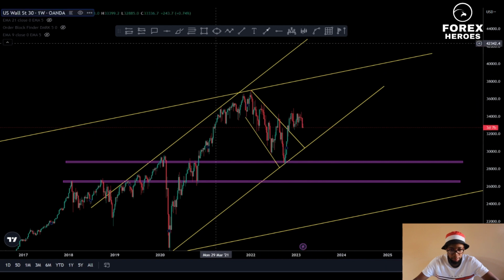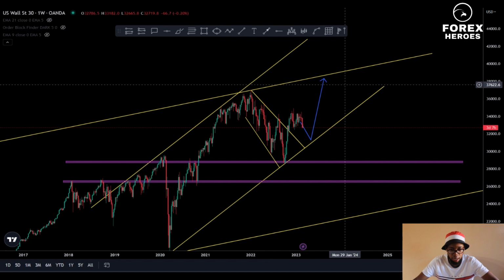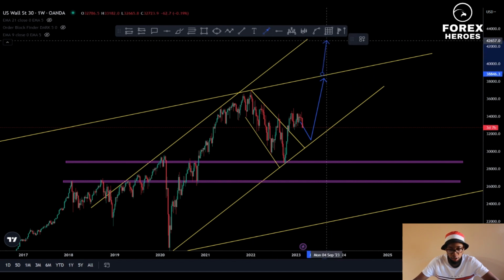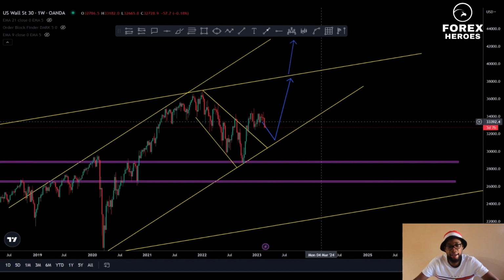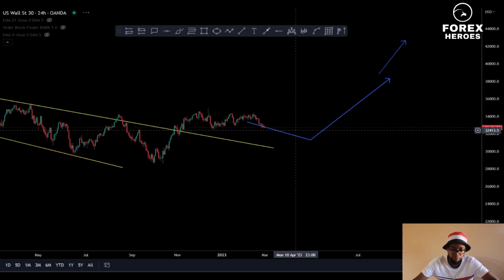I'm hoping for this to come, this to come, and then push to the upside, and eventually we have a chance of pushing up. Understand? So this is exactly what I expect the market to do. So let's go to daily.